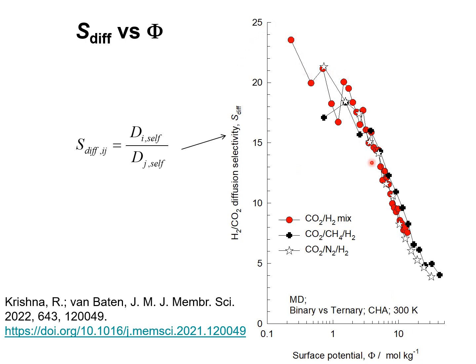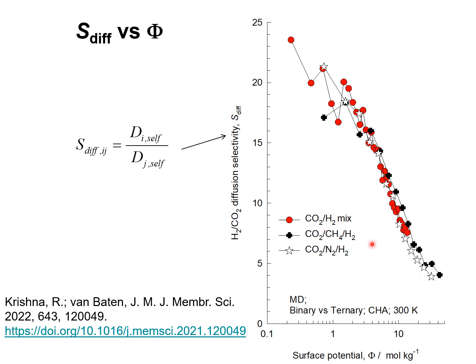The red circles show the MD data for the binary mixtures of CO2 and hydrogen. The pluses represent the corresponding diffusion selectivity in a ternary mixture consisting of CO2, methane, and hydrogen. And the stars represent data for hydrogen CO2 diffusion selectivities in a ternary mixture consisting of CO2, nitrogen, and hydrogen.